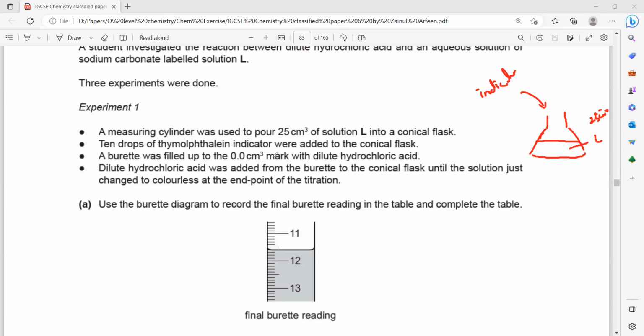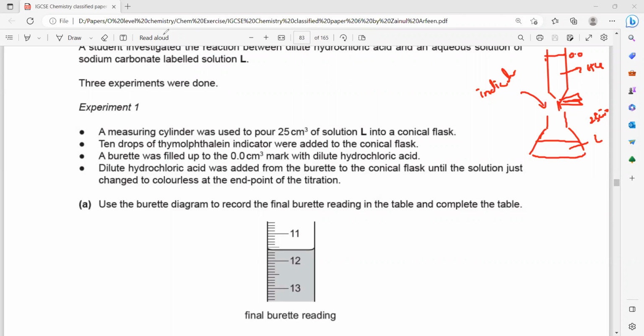Then a burette was filled up to the 0.0 mark, meaning the burette was completely filled till the top, and the volume marking at the top is 0.0. The burette was filled with hydrochloric acid, so there is HCl here. The dilute hydrochloric acid was added from the burette into the conical flask until the solution just changed to colorless. So when the indicator shows a color change, then we will stop the reaction.